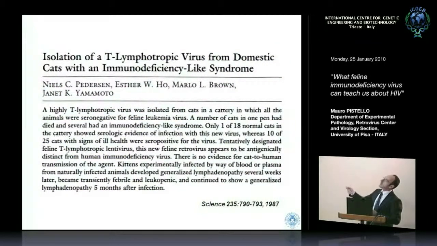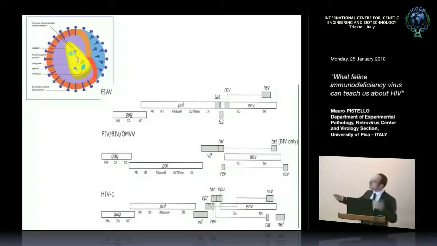So the FIV story began in 1987, when a group from California discovered a T-lymphotropic virus from a cat which was obviously infected and immune-depressed, so it had an immunodeficiency-like syndrome. Soon after, they studied the genomic structure, and it became clearly evident that it was a lentivirus. If you compare the genome structure to HIV, you'll see that it is overall mostly the same.